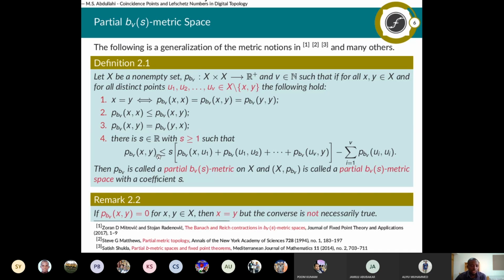He used the classical metric triangular inequality, but here we have some additional conditions: we have this s that has to be greater than 1, and we also have more than two terms. In our definition, if d(x,y) equals 0, then it means that x equals y, but the converse is not necessarily true.